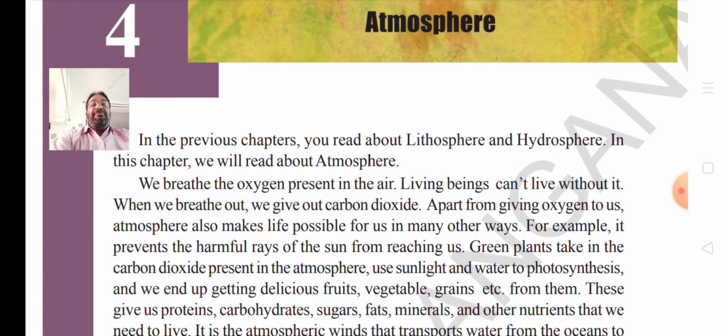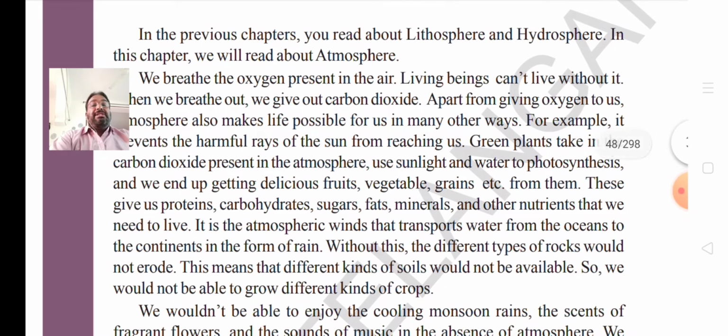It prevents harmful rays from the sun from reaching us. Green plants take carbon dioxide from the atmosphere and, with the help of sunlight and water, through photosynthesis we get delicious fruits, vegetables, grains, etc. To give us proteins, carbohydrates, sugars, fats, minerals and other nutrients that we need to live, we get it from the atmosphere. The atmospheric winds transport water from the ocean and continents in the form of rain.